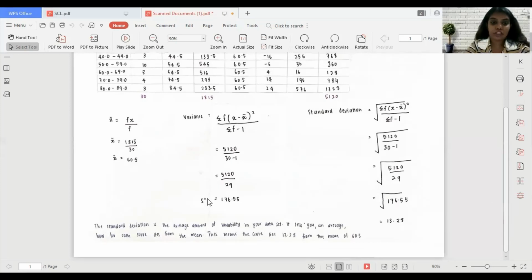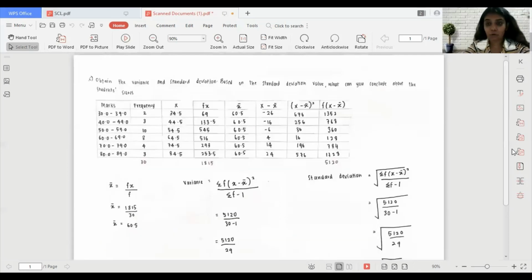The standard deviation is the average amount of variability in your data set. It tells you on average how far the scores lie from the mean. This means the scores lie 13.28 from the mean of 60.5. So that's my explanation for question section C. Thank you.